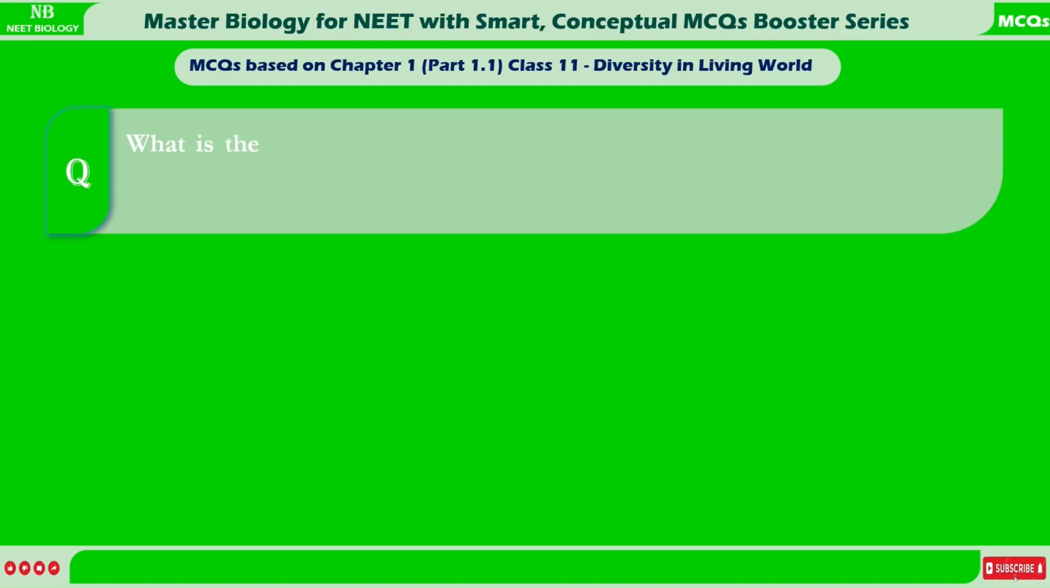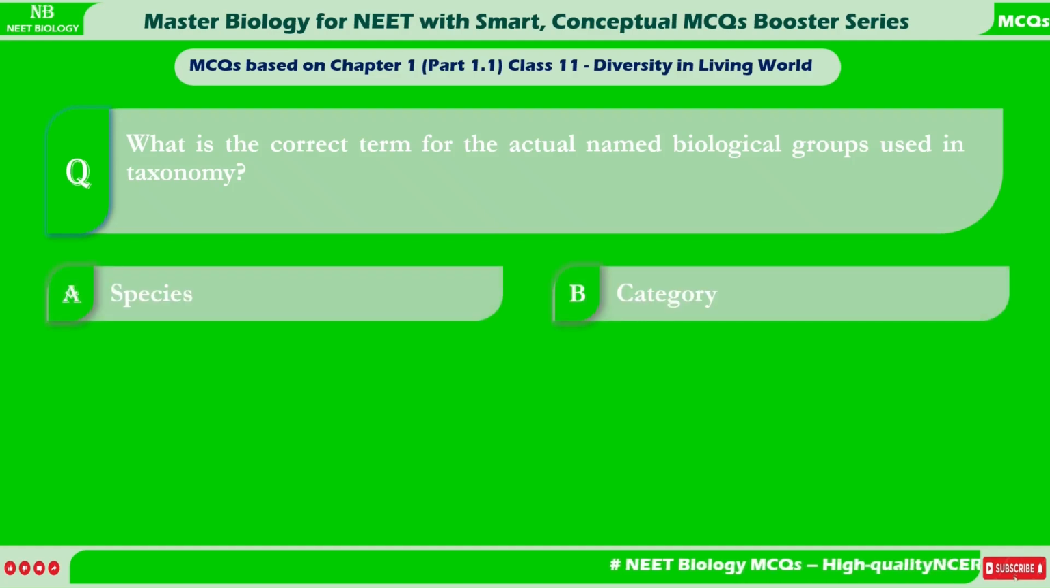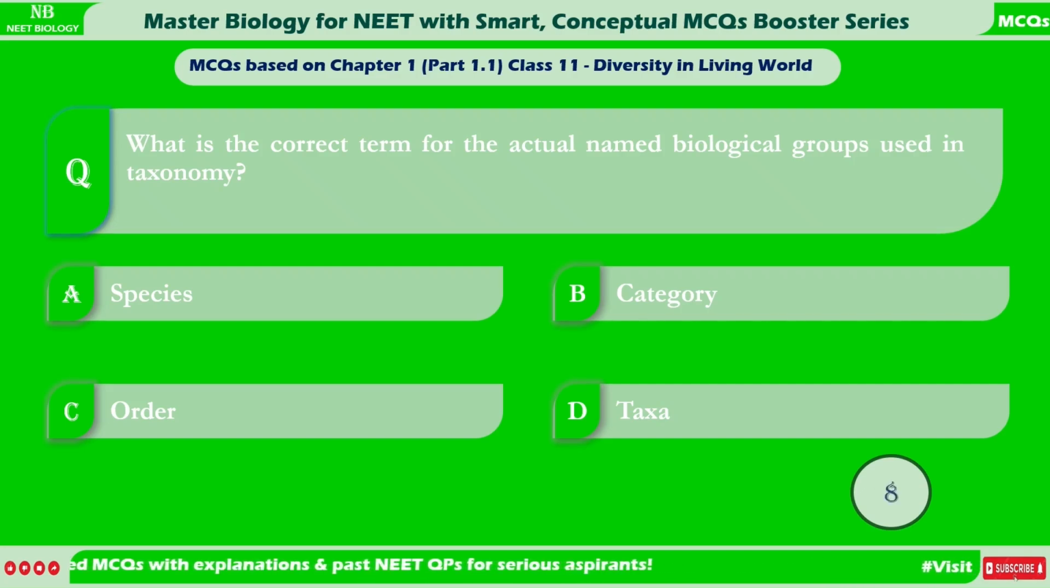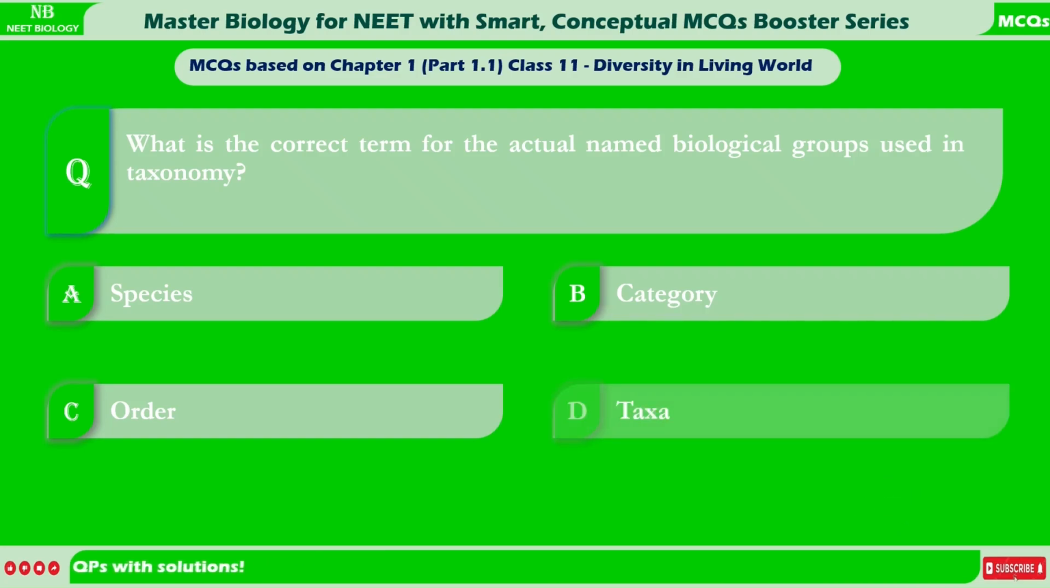What is the correct term for the actual named biological groups used in taxonomy? A. Species. B. Category. C. Order. D. Taxa. Correct answer is D. Taxa.